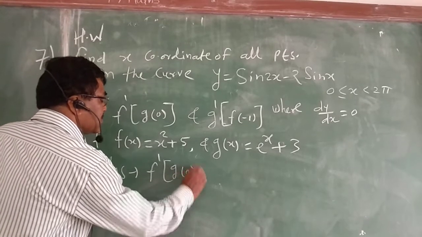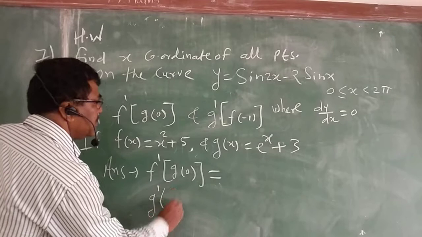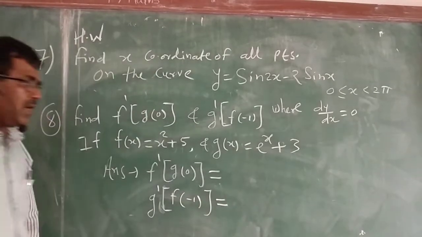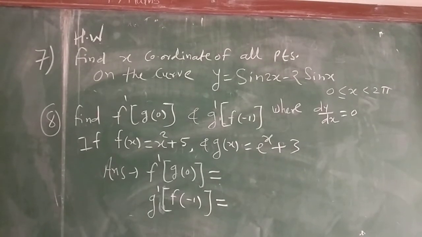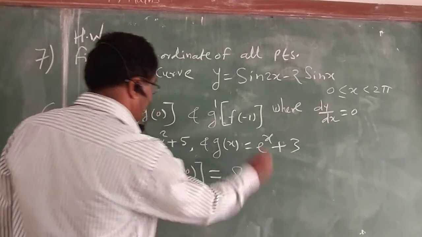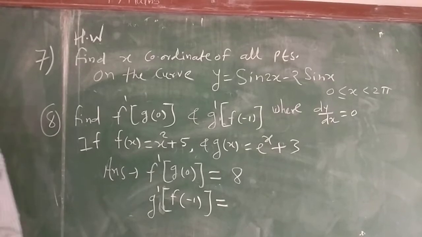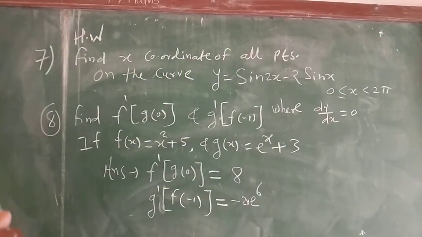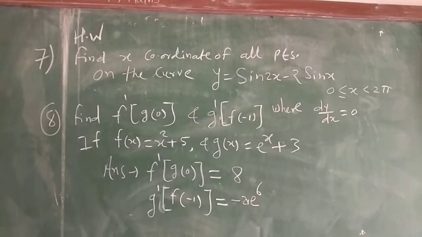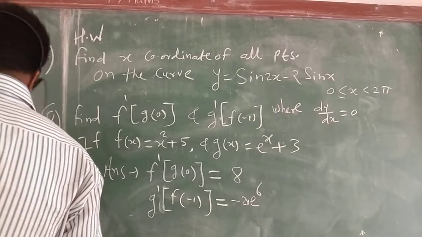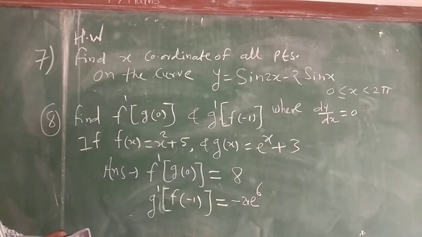Answer: f dash g of 0 equal to 8 and g dash f of minus 1 equal to minus 2 into e raised to 6 is the answer of the given questions, question number 7 and 8. See, hint for this question.